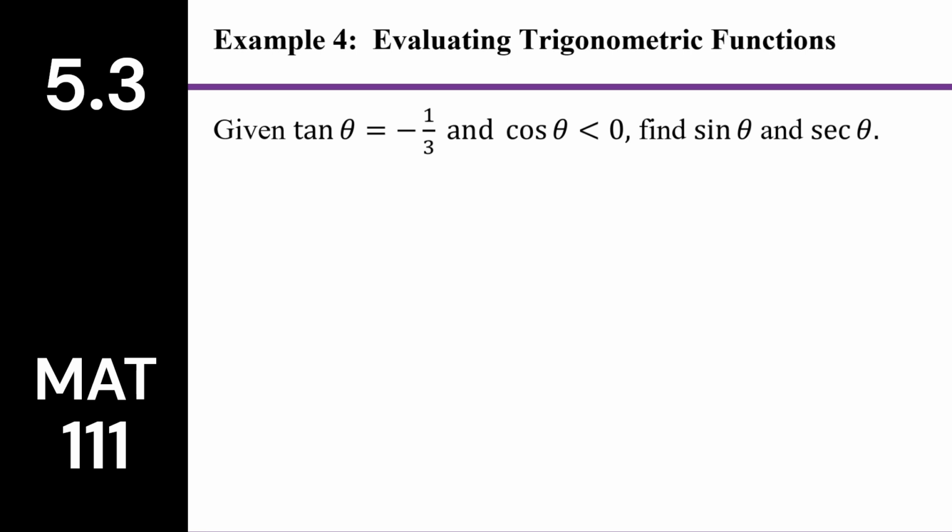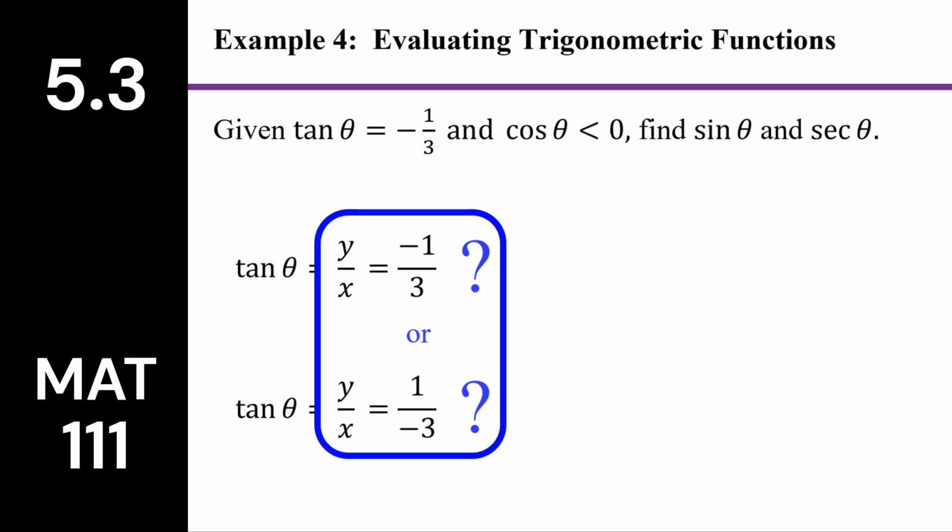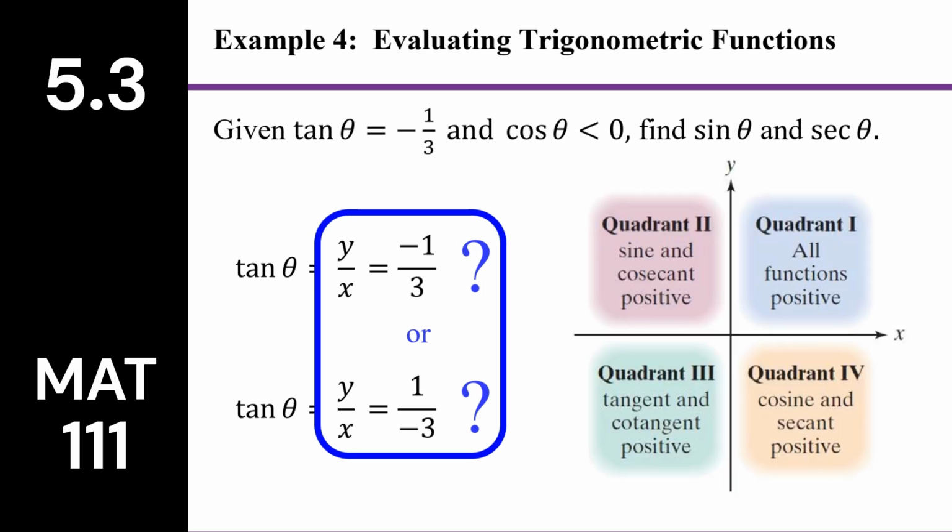In this example, we're given that the tangent of theta equals -1/3 and the cosine is negative, and we're asked to find the sine of theta and the secant of theta. Since the tangent, by definition, is y over x, then we know we're in one of 2 situations. Either the negative goes with the y, or the negative is with the x. But to determine which it is, we have to look at the quadrants. Because the tangent is negative, we cannot be in quadrant 1 because all the functions are positive there, and we cannot be in quadrant 3 because the tangent is positive in the third quadrant.